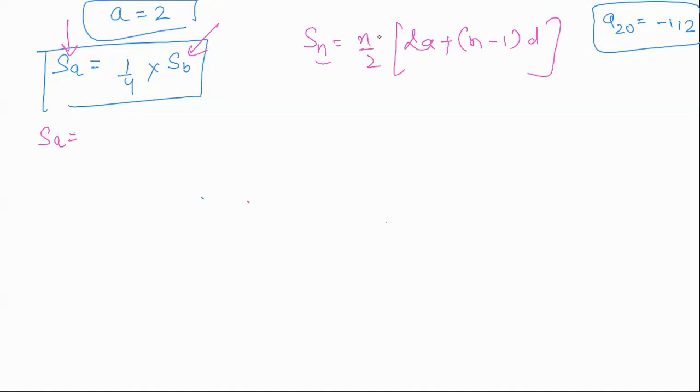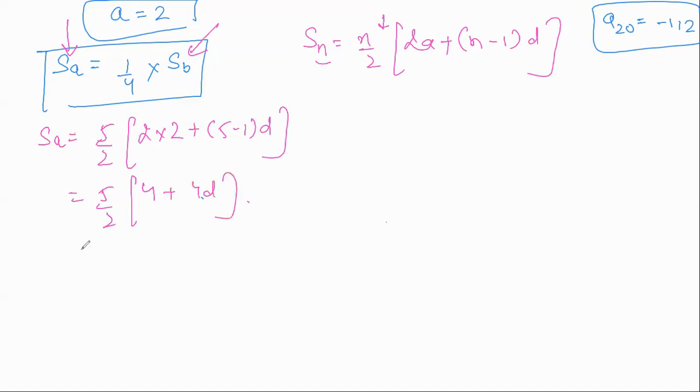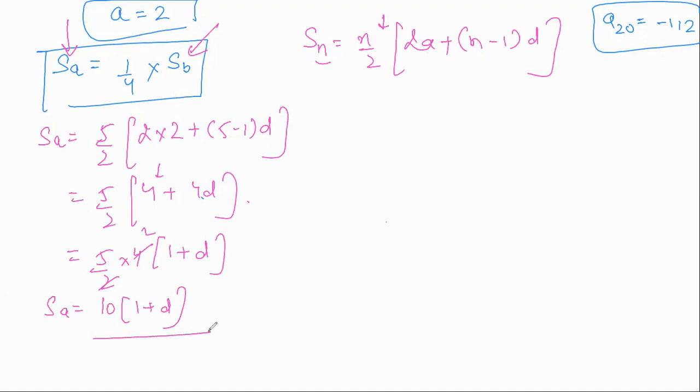I'm taking SA. Now I'm putting everything in this formula. This is the general formula for the first 5 terms. So 5 over 2, 2 multiplied by a, which is 2, plus n, which is 5 again, times d, and d we don't know. When we solve it, this will be 4 plus 4d. I am taking 4 common from the bracket, so inside we are left with 1 and d. 2 times 2 is 4. Now it will be 10 times (1 plus d). So this is the sum of the first 5 terms.